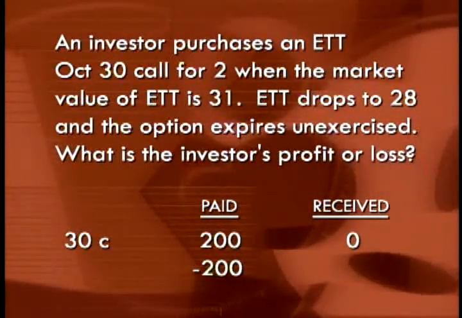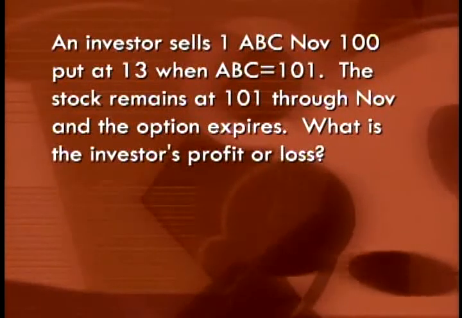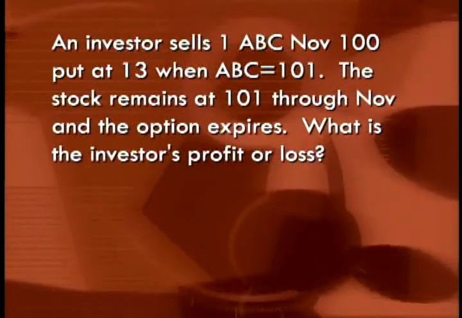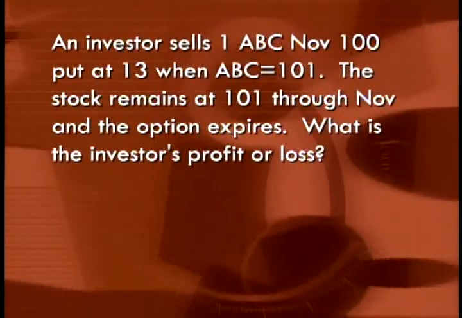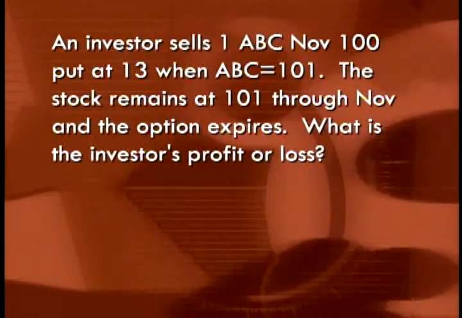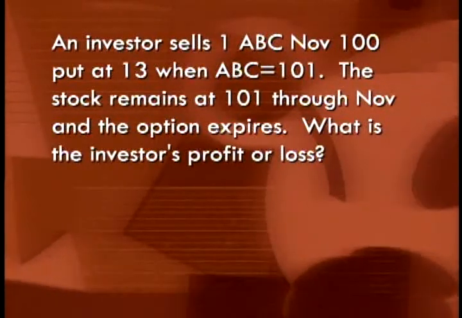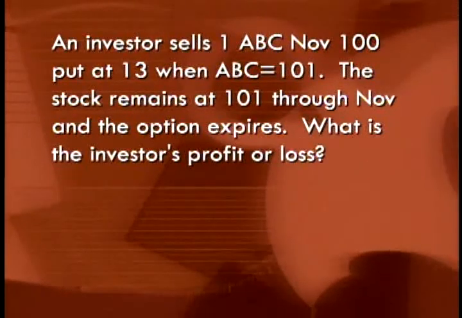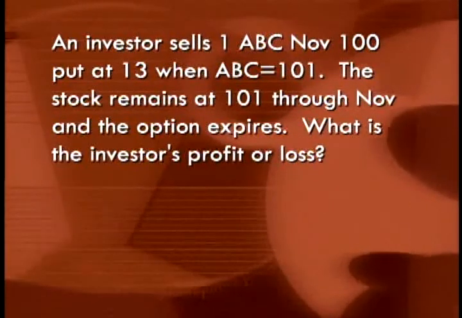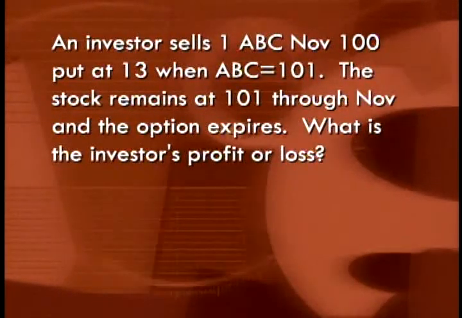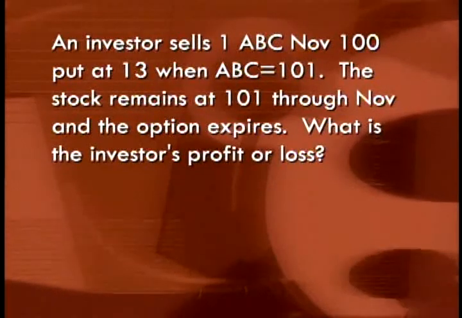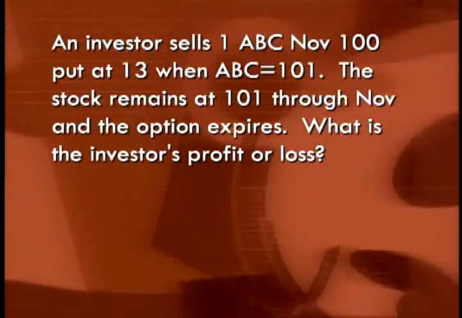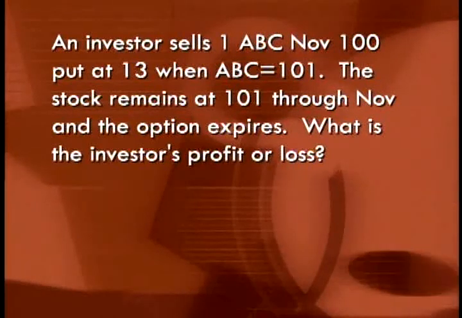Let's do another example. In this particular case, we're going to deal with the seller. Now, this seller sold the put at 13. Okay, there is a $1,300 premium. The stock was at 101 when they did that. The stock remains there through November and the option expires. So what's the investor's profit or loss? Again, the words profit or loss indicate that we should use a paid received chart in order to solve this problem.